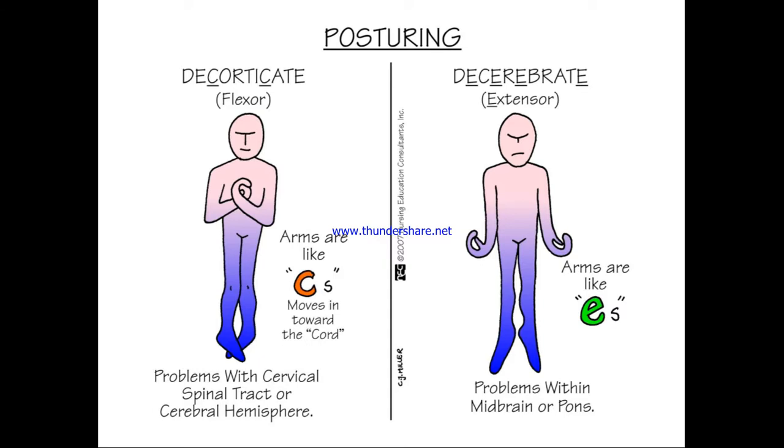problem, whereas the decerebrate is extension, where they're moving outward like E's, and that is a brainstem problem. So decerebrate, E's, extension, it's the end for them. Not a very good sign. There aren't very many patients that we see doing this type of decerebrate extension posturing that are going to make a full recovery. At this point, their brain injury is quite advanced.